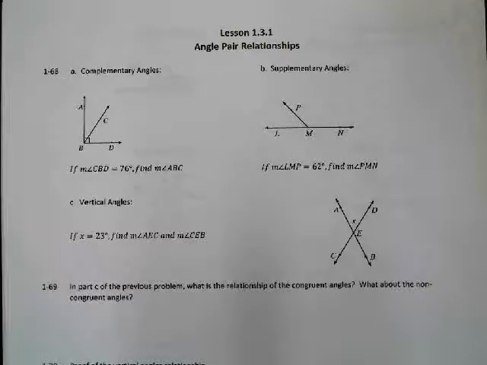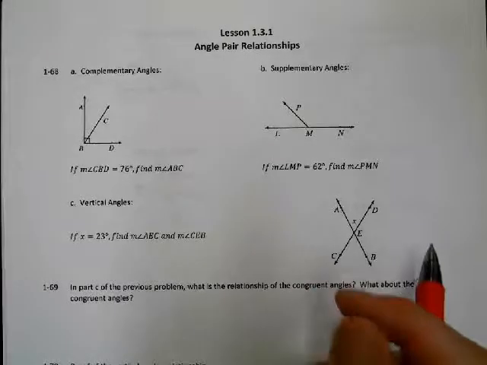All right, Math 2, here we go. We've got lesson 1.3.1, angle pair relationships. This should be pretty familiar stuff from last year. There's a lot of review going on here, and we'll take some next steps as we go forward through these lessons. So this is a starting point.